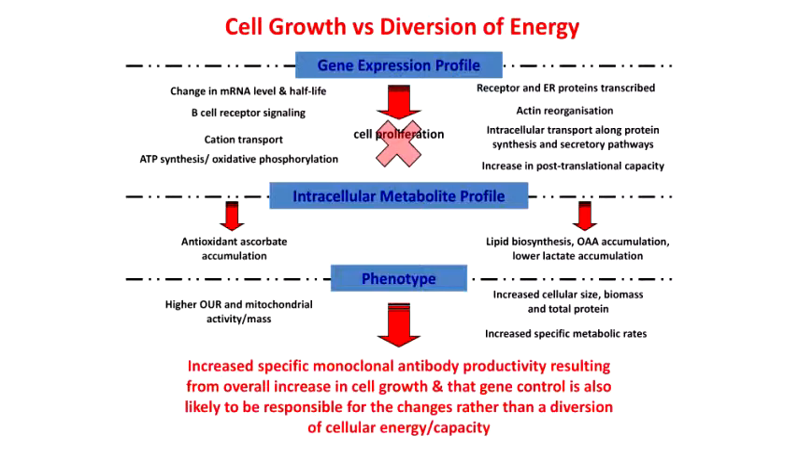Generally, what we have found from all of this is a complex slide, sorry for that, at all levels: gene expression level, intracellular metabolite profile, phenotype. It led to the conclusion that the increase in specific monoclonal antibody productivity resulting from overall increase in cell growth, and that gene control is also likely to be responsible for the changes rather than a diversion of cellular energy and capacity.